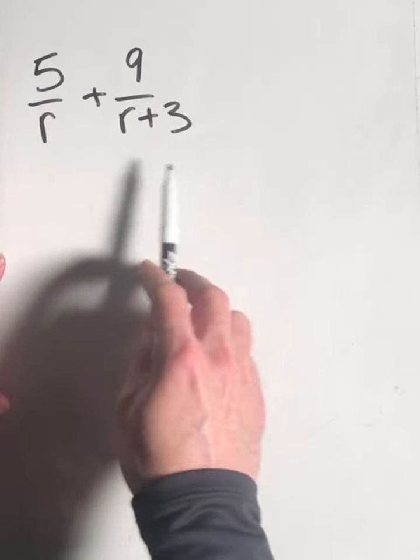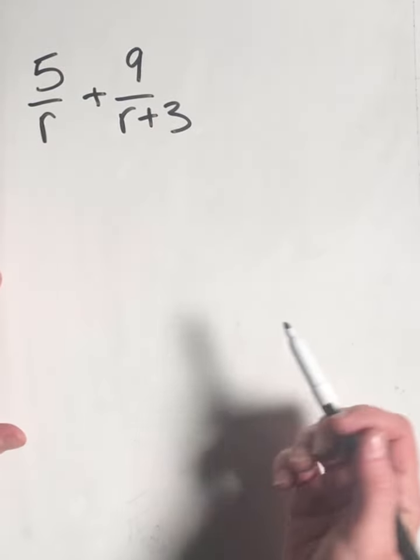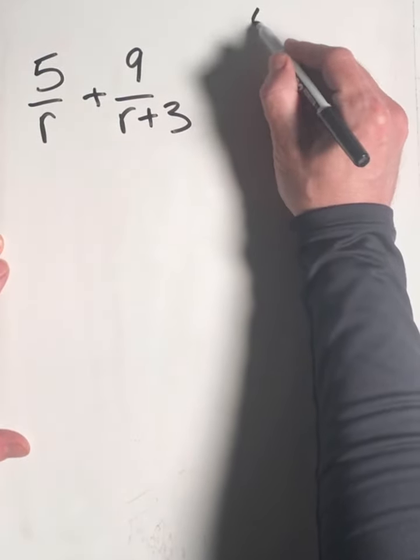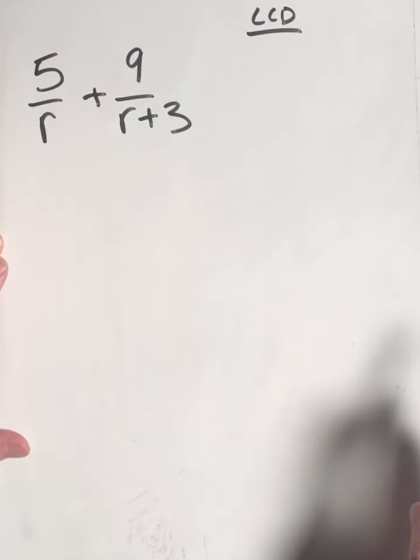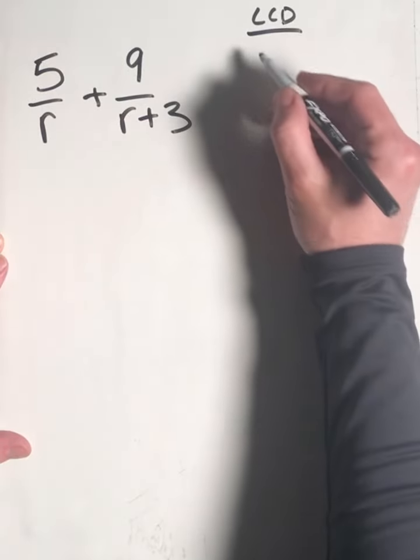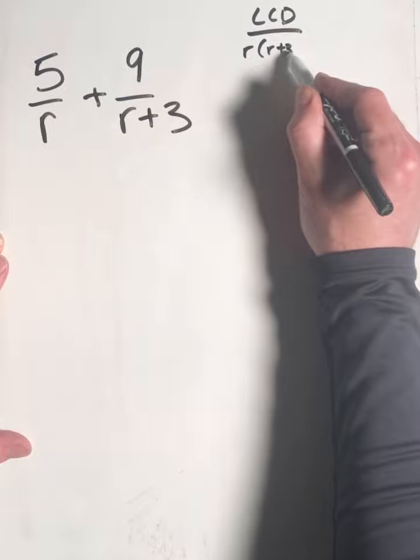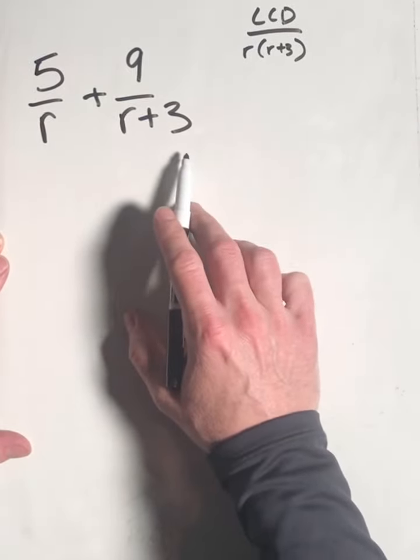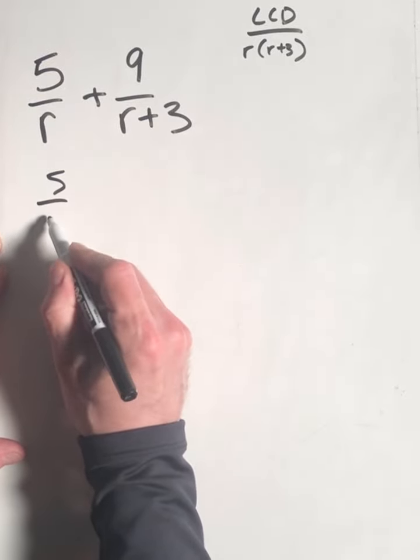To add these two rational expressions together, we're going to need to express them both using a common denominator. So the first thing that we're going to have to recognize is, what is our lowest common denominator going to be? That denominator has to have a factor of r and a factor of r plus 3. So that LCD is going to be r times r plus 3. So what we will do is we'll add these two fractions vertically.